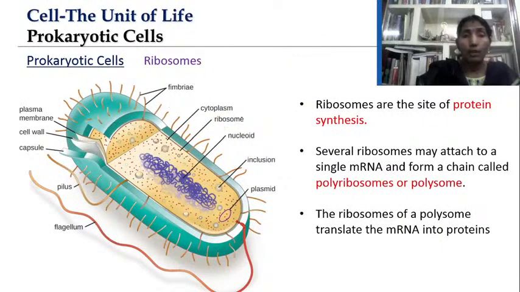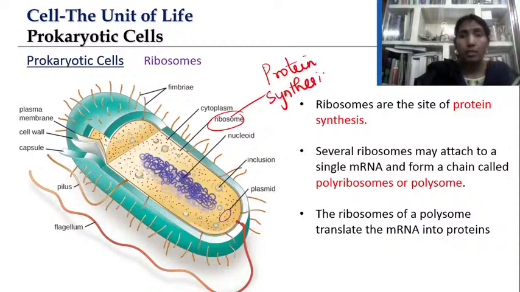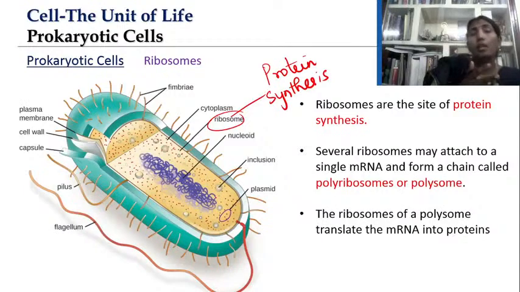So what is the role of ribosomes? Definitely they play a very important role in protein synthesis. Several ribosomes attach themselves to the mRNA, the messenger RNA, and form the polyribosome or polysome. That is how the mRNA gets translated into a protein.